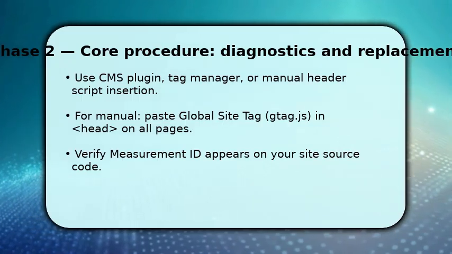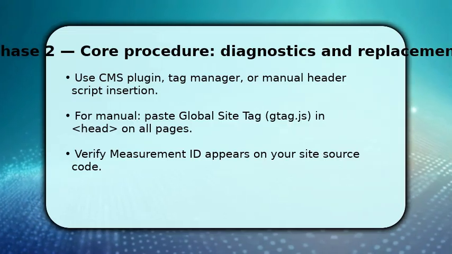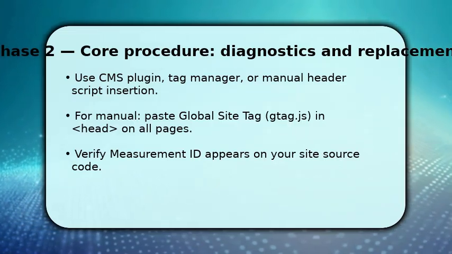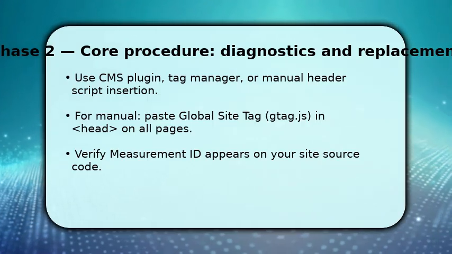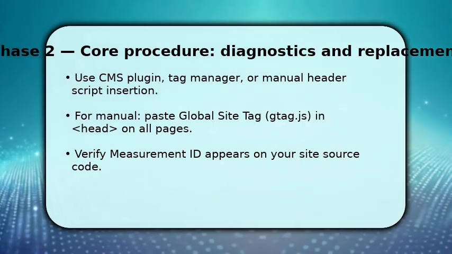Once done, clear any site caches and test on a private browser window. Make sure the measurement ID is visible in the page source. This confirms the tag is present and ready to send hits to your property.